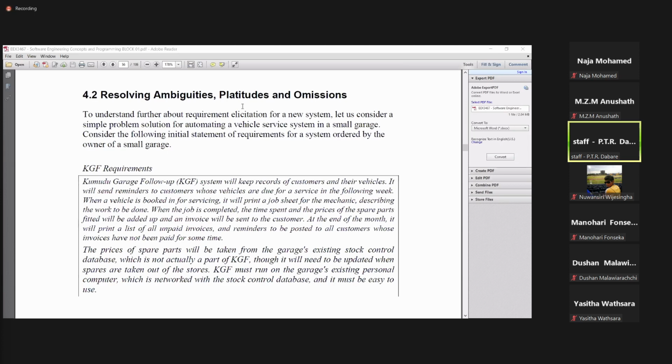Now, students, this is a requirements document, an initial statement. When you visit a place, you will also get an initial statement like this from a shop owner. In this one, the Kumudu Garage follow-up system, they say, okay, this is our business.